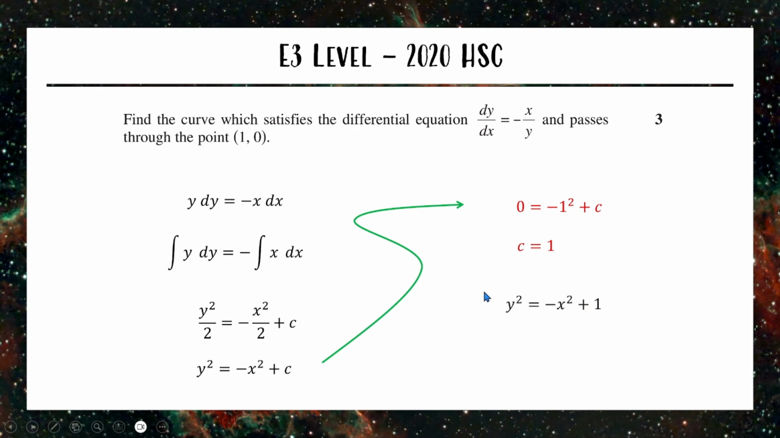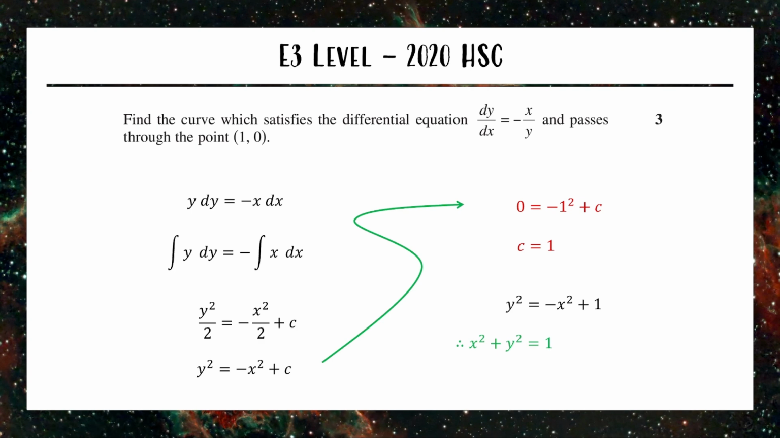We don't want to rearrange to make y the subject because it doesn't ask us to find y as a function of x. It just says find the curve. And this is a curve. If we put the negative x squared over to the left-hand side, it looks more like this. And so the curve that passes through this point is actually the circle, x squared plus y squared equals 1.